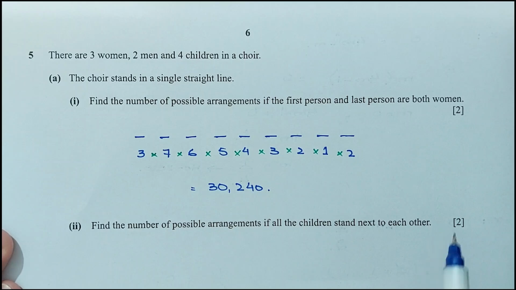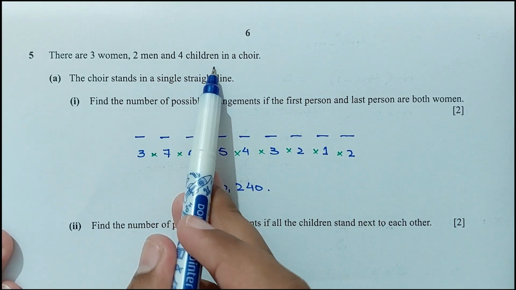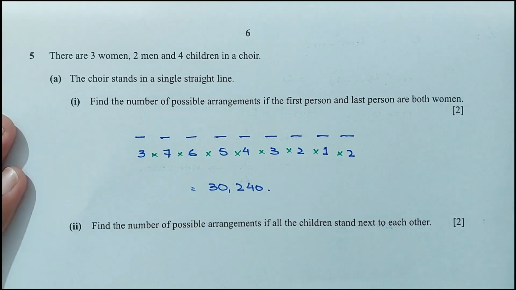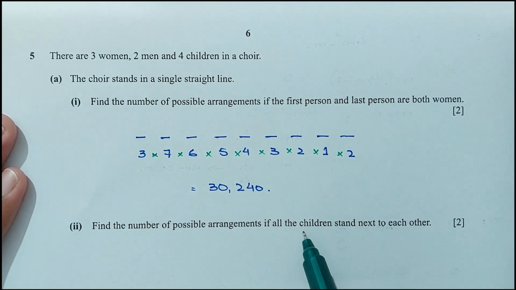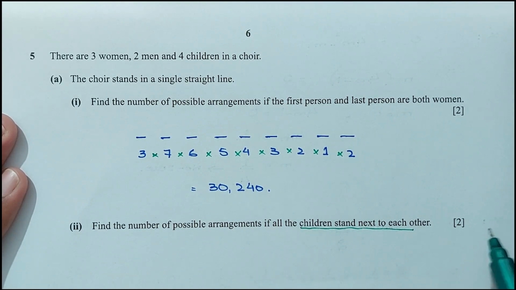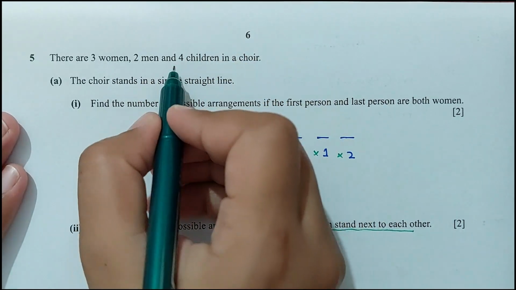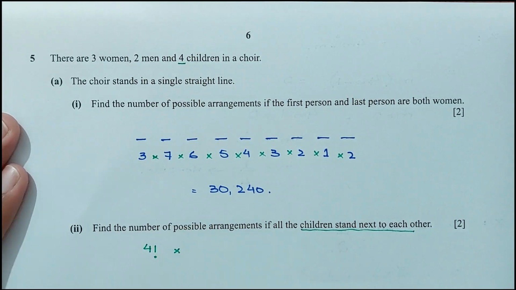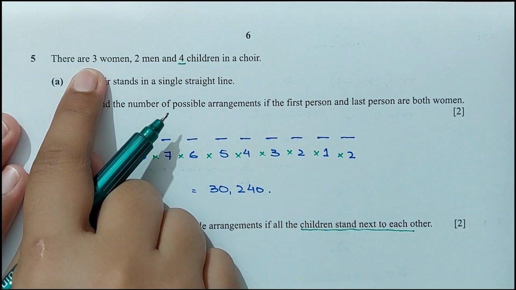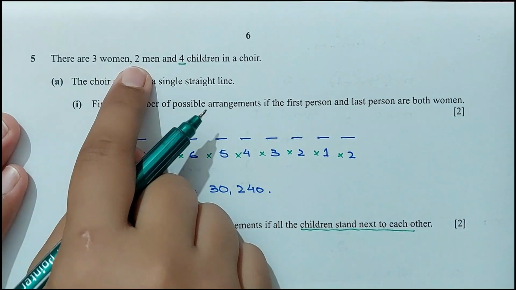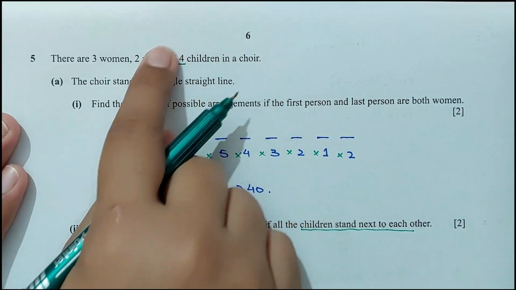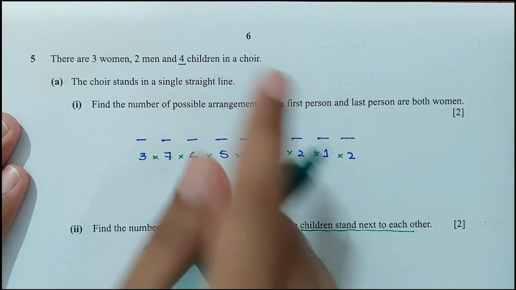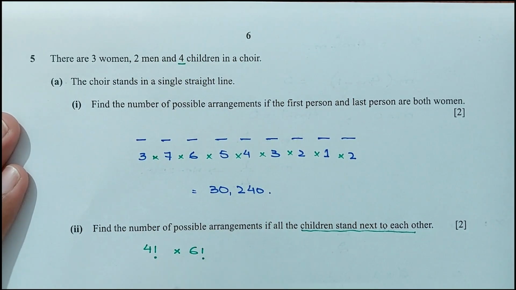Right. Now moving to the second part, find the number of possible arrangements if all children stand next to each other. Okay, there are 4 children. They said they stand next to each other. So consider children as one unit. So that is 4 factorial ways we can arrange children, right? Times, now we have 3 women, 2 men. 3 plus 2 would be 5, and children are considered as one unit, plus 1, that would be 6 factorial. So the rest are 6 factorial ways.